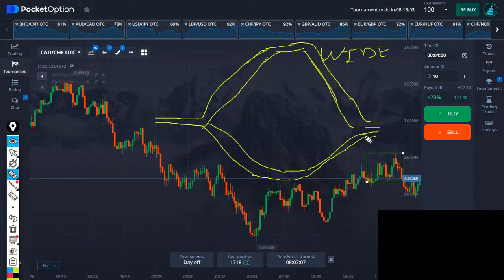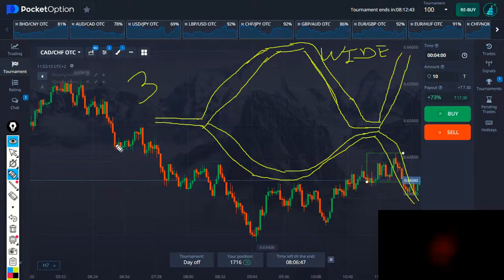And then the market has only two options to do: either go back to the wide state to the upside, or go back to the wide state to the downside. And that's it. The market has only three actions, three options, three decisions to make.